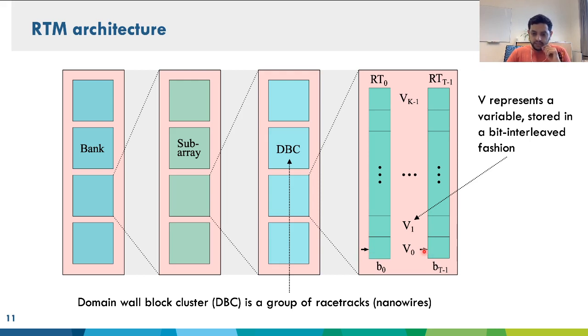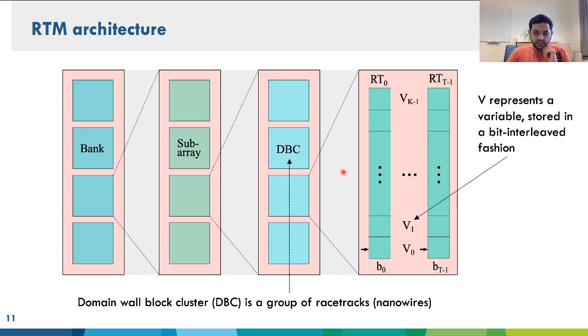And if I want to access v1 in the next step, I need to move all data bits to the port position, which is pointing to location 0. And because all of them are at the same place in the racetrack, I can move them all in a lockstep fashion and can read all of them in the next step.